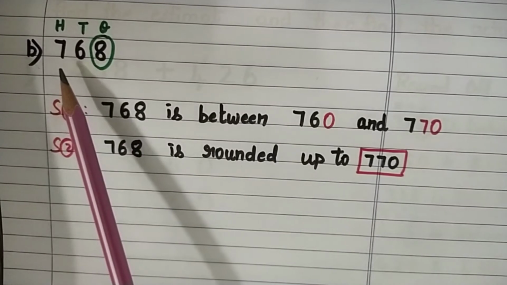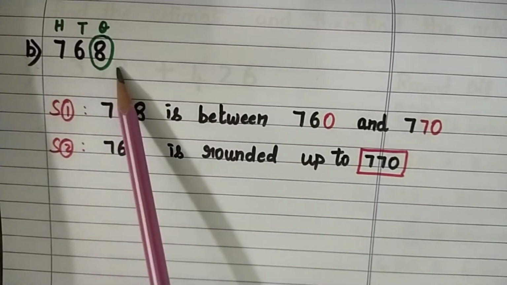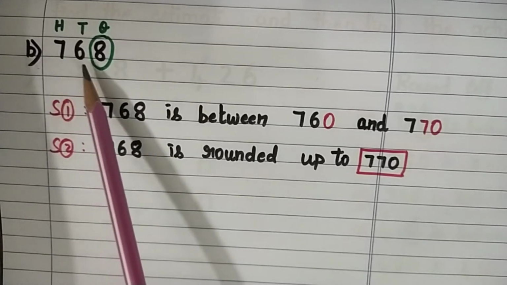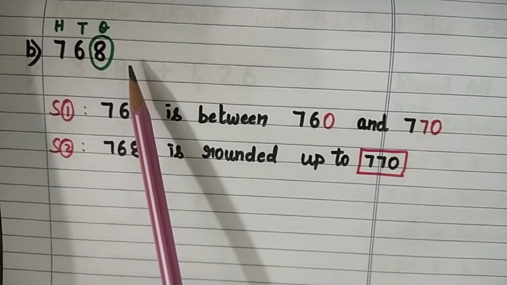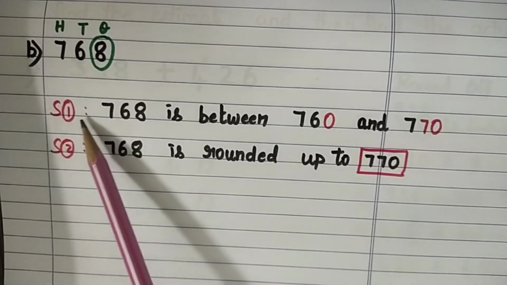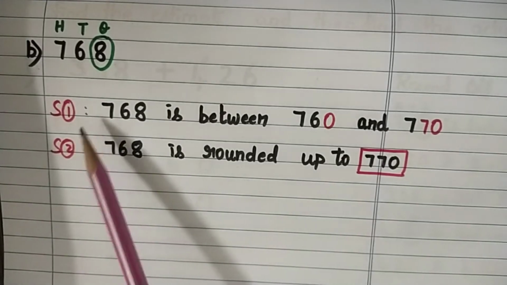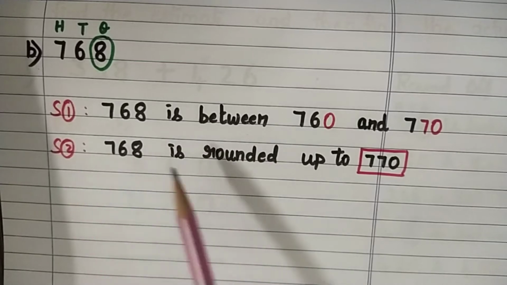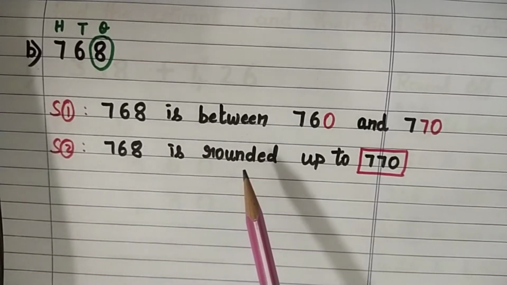Let us see another example, children. It's a 3-digit number, 768. We need to round off 768 to the nearest 10. This can be done with two simple steps, children. Step 1 and step 2. Step 1 is to find a between number and step 2 is to find a round off number.